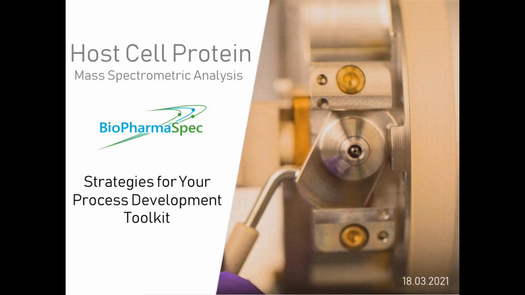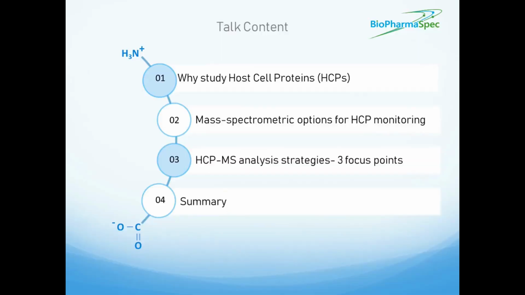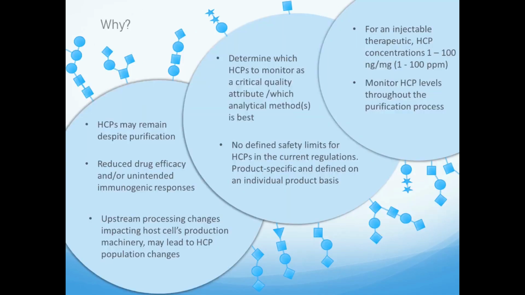Hi and welcome to our talk on host cell protein mass spectrometric analysis, where we're specifically discussing some of the strategies to consider in your process development toolkit. So just a quick overview of the points of discussion. We'll briefly describe why HCPs should be studied, the tools we have available and their benefits, and then I'll focus on key topics which are important to think about when planning the HCP analysis methodology and what you can expect to get out of the results.